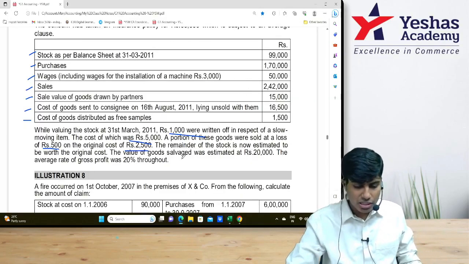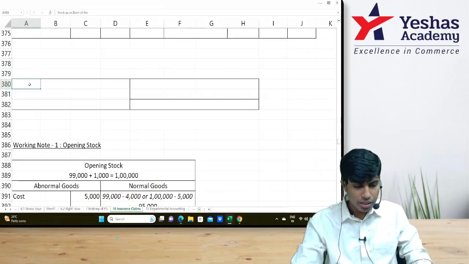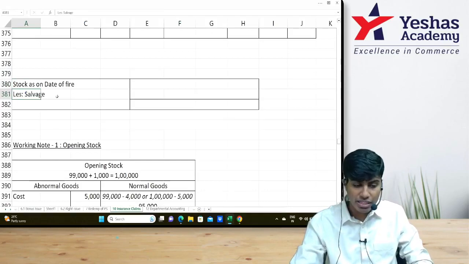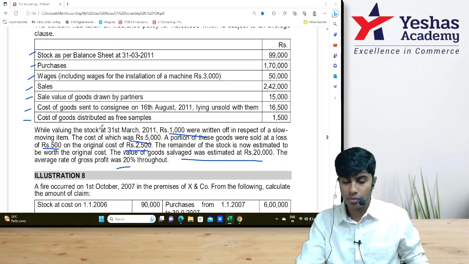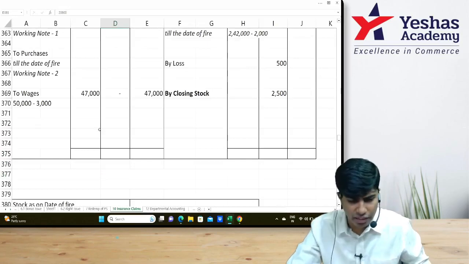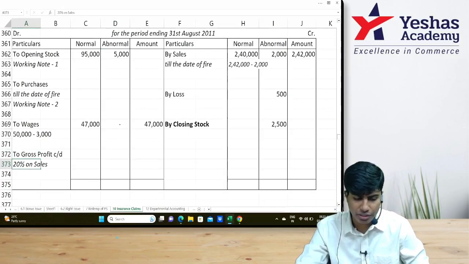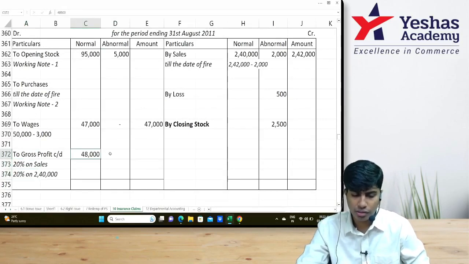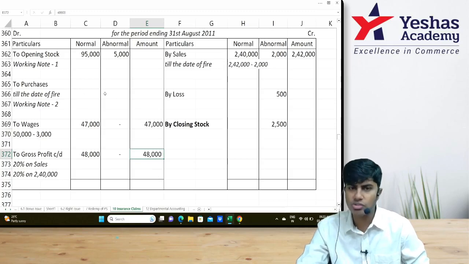Only thing that we have is salvage value is 20,000. GP ratio is 20%. Let me write salvage value. Here I'll write no stock as on date of fire. From this side deduct salvage. Salvage is how much? 20,000. And they're telling the GP percentage. When GP percentage is 20, we'll apply that GP percentage on the sales here. Shall I apply 2,40,000 into 20%? 48,000. In abnormal there is no profit. 48,000. Purchases we have not found yet.